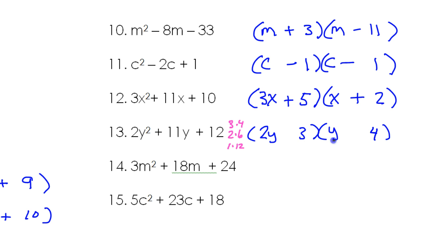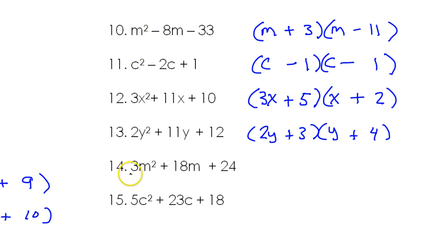Okay, so anyway, inner plus outer equals middle. So inner, I have 3y, and outer, I have 8y. I'm trying to get positive 11y. Well, if I just leave them positive, positive 3 and positive 8 makes positive 11. So that means these are positive. Now, we have to make sure we're getting positive 12. And we are. Positive 3 times positive 4 is positive 12. So this is correct.